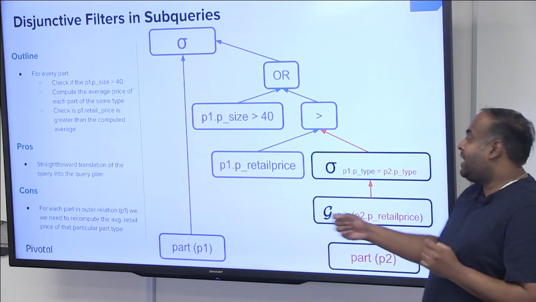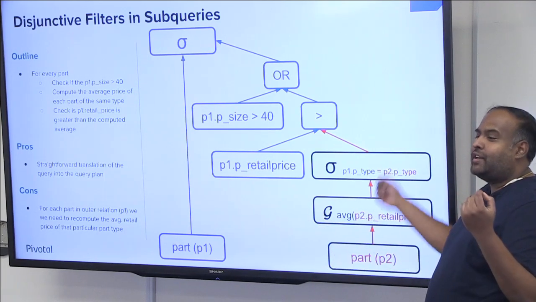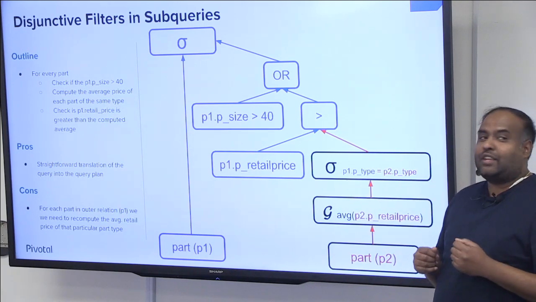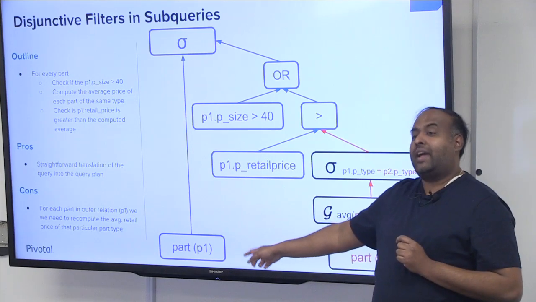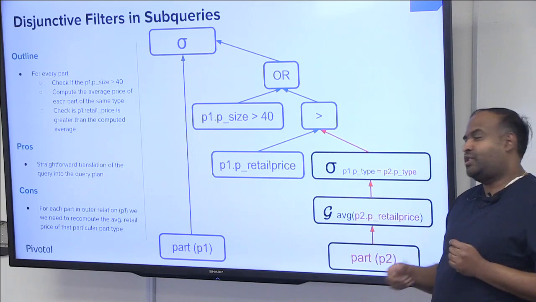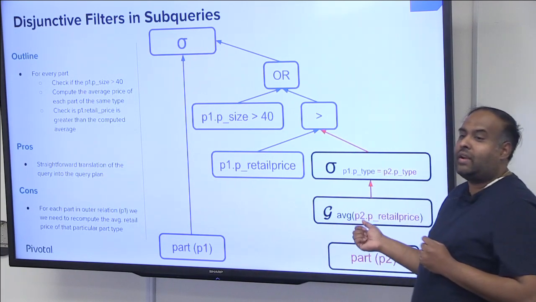That means for each part here, I need to find out the part type and find out the average price of that, and then check with it. As you can see, if there are two parts with the same type, I recalculate this twice. And that is inefficient. If you have a petabyte of data in that table, this is going to be a very inefficient plan.